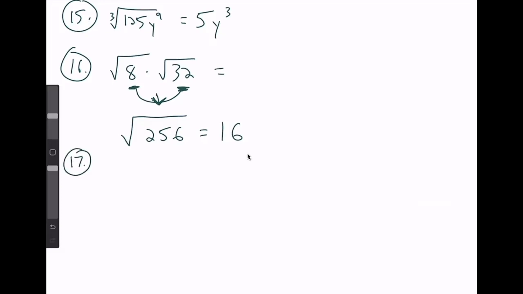All right. Same goes for number 17. If I have the cube root of 4 times the cube root of 16, 4 times 16 is 64.